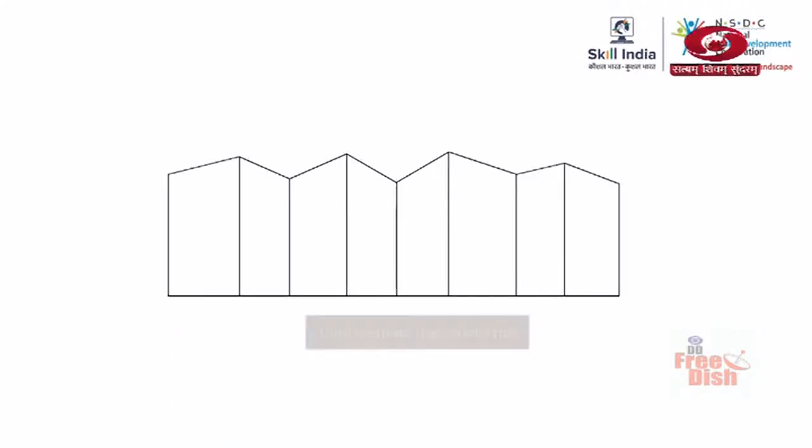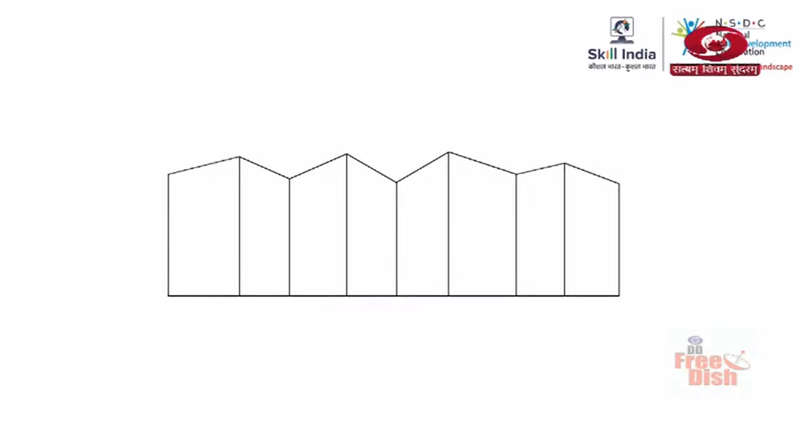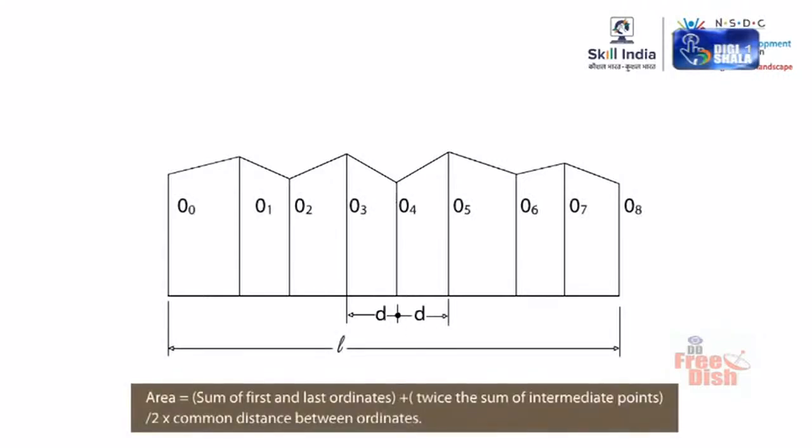For example, the trapezoidal rule is applied in the case of areas where each part is assumed to be a trapezoid. The trapezoidal rule can be stated as follows. To the sum of first and last ordinates, add twice the sum of intermediate points. Multiply the total sum thus obtained by the common distance between the ordinates. 1/2 of this product gives the required area.